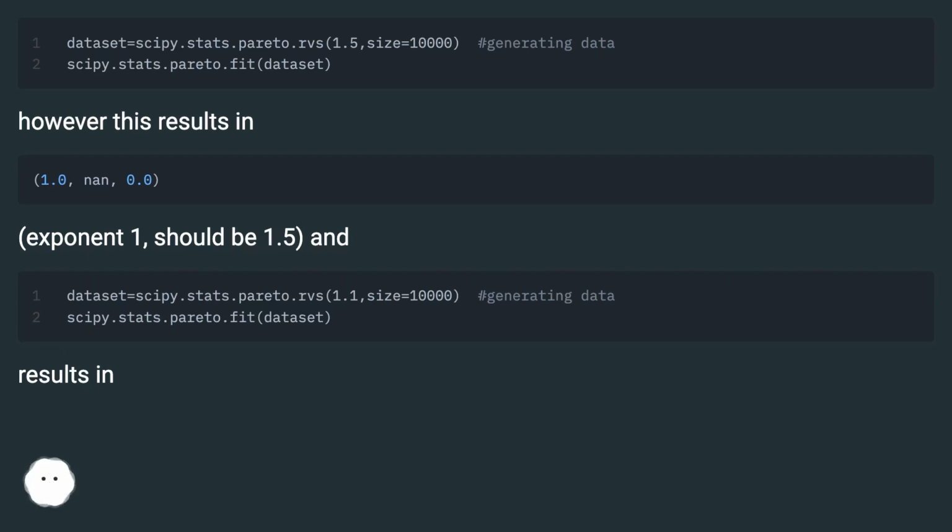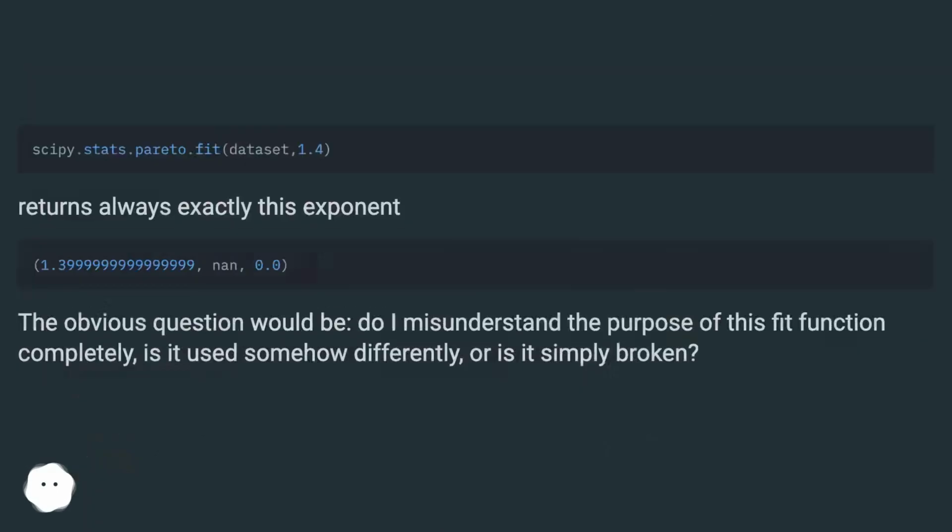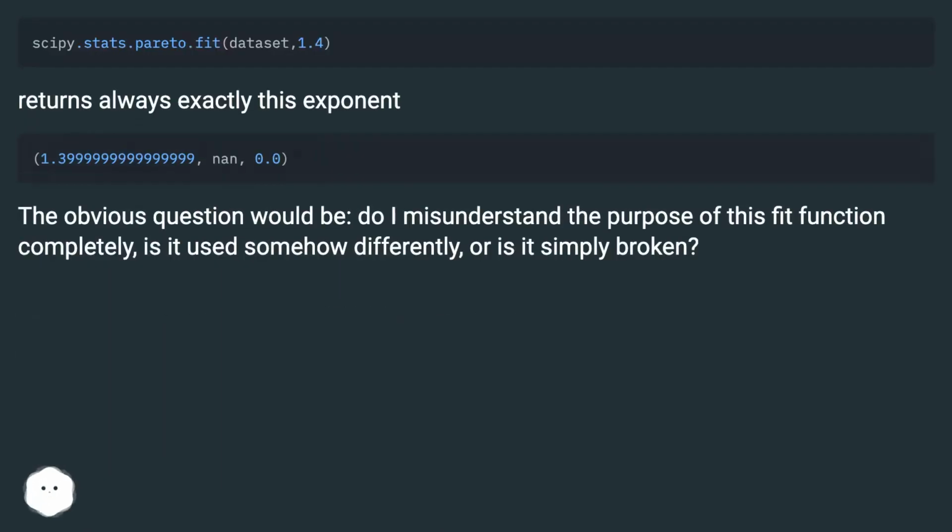results in exponent 1, which should be 1.1, and exponent should be 4, loc should be 2, scale should be 0.4, in etc. Giving another exponent when calling the fit function returns always exactly this exponent.